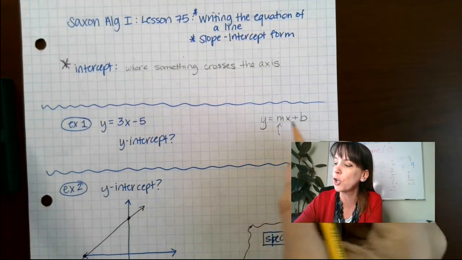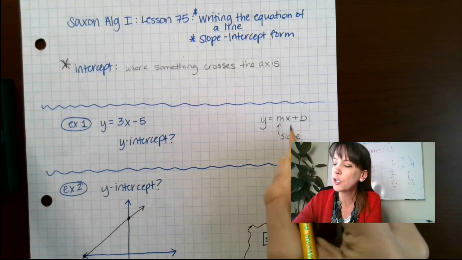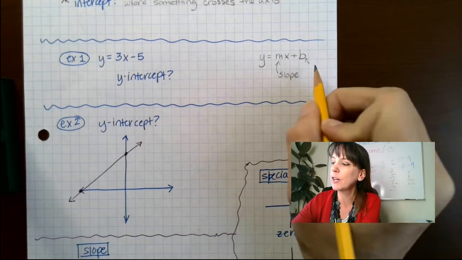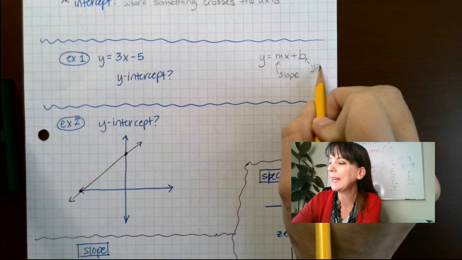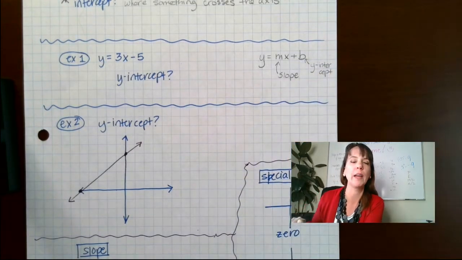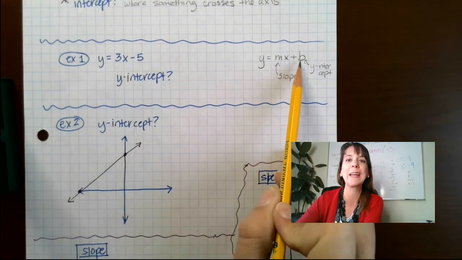Folks, this is your slope. Slope is your m, okay? Oh, it would help if I put that in the right spot. Slope is your m, your b is your y-intercept. Don't write your y, because this is your y. That's your y. This is your y-intercept.